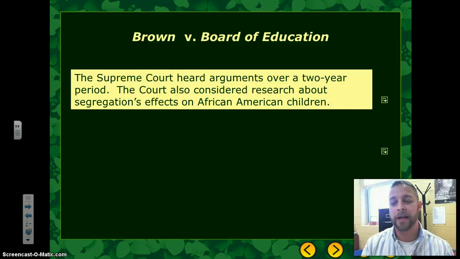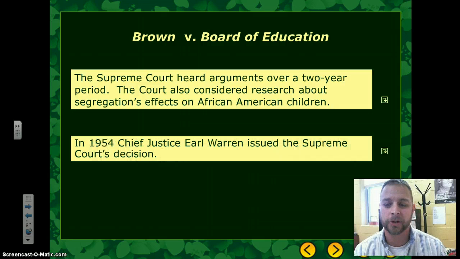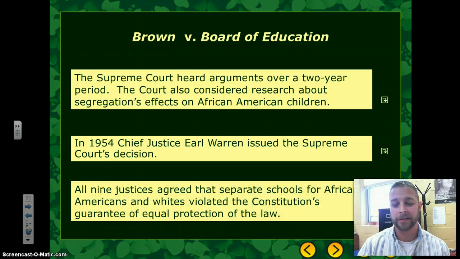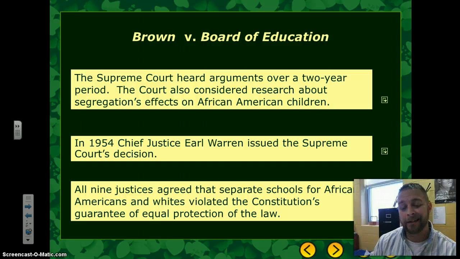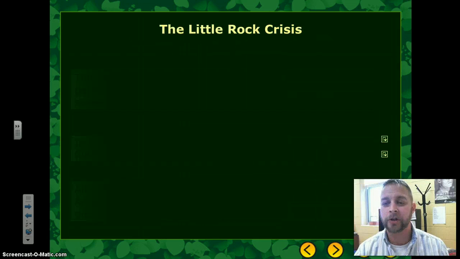So Brown versus Board of Education is a 2-year argument, basically where the court considers arguments from both sides, but also research about the effects on African American children. In 1954, Justice Earl Warren, who was appointed by Eisenhower, leads the court into a unanimous decision that separate schools were inherently unequal and therefore violated the 14th Amendment guarantee of equal protection of the law. And this is a huge decision.